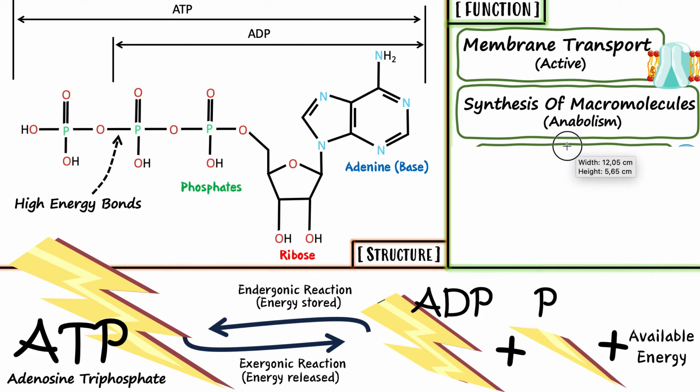Another way is synthesizing macromolecules. So basically anabolism. Remember, anabolism is when you put smaller molecules together to form a big molecule. This is the opposite of catabolism. Remember, catabolism sounds like cat, where you break molecules apart, because cats like to destroy things, as we all know. Now, anabolism is the opposite.